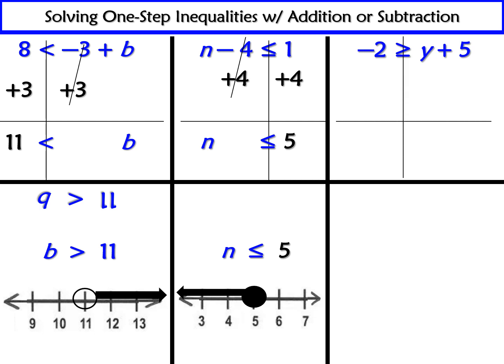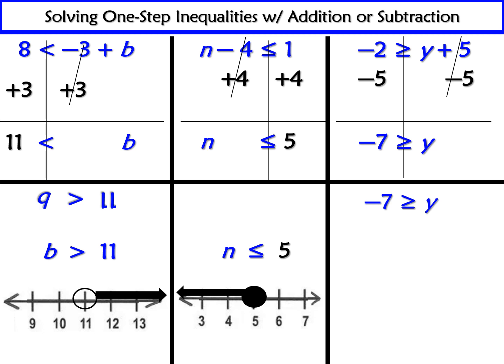Last one. -2 is greater than or equal to y plus 5. So, in order to get y by itself and get rid of that plus 5, we're going to subtract 5 from both sides. And that's going to give us a solution of -7 is greater than or equal to y.